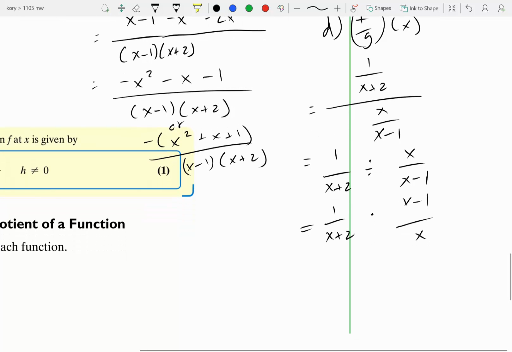And again, you don't distribute the bottom. So we have 1 times x minus 1 is x minus 1. And then don't do anything to the bottom.